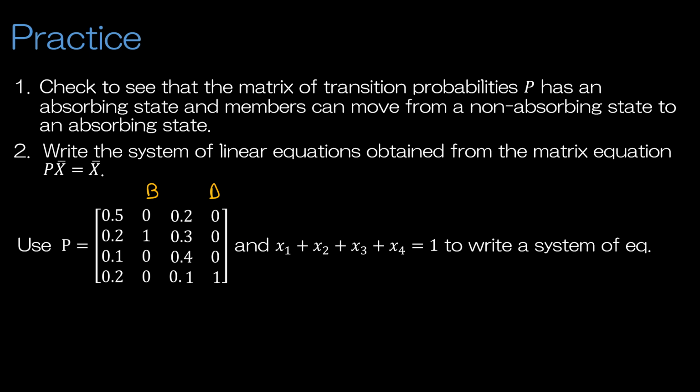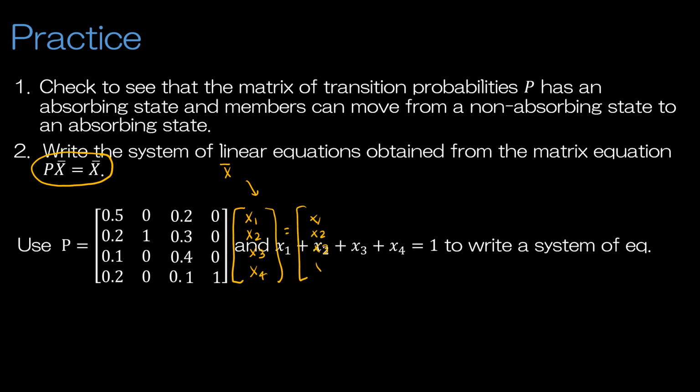So I can continue with this, and now we're going to write the system of linear equations obtained from Px equals x, and remember that x is just x1, x2, x3, x4. This is the matrix we're trying to solve for, that x bar, that is the limiting matrix or the steady state matrix. And then, of course, it's just equal to that again. So each line is going to result in an equation.